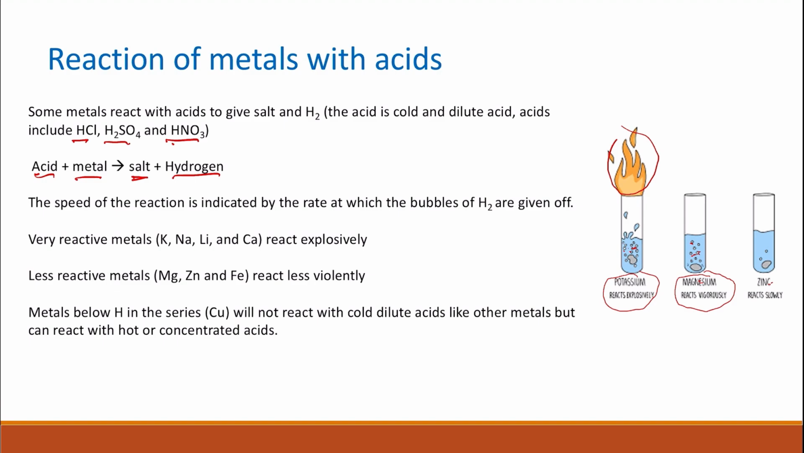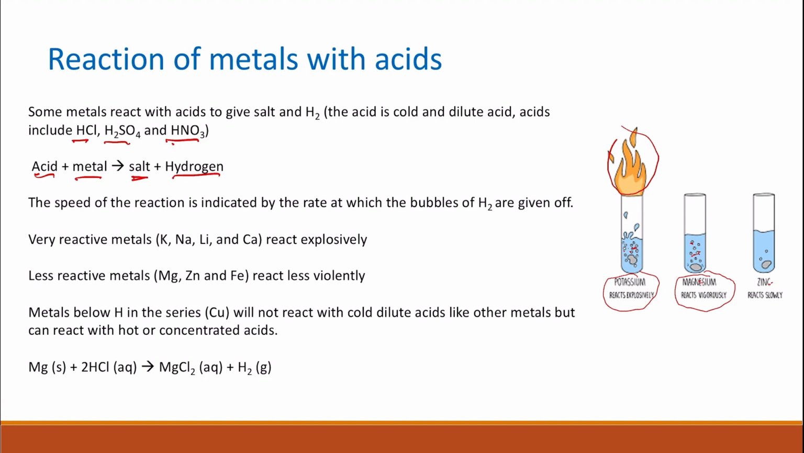Metals below hydrogen in the reactivity series, like copper, will not react with dilute and cold acids. However, they can react with hot and concentrated acids. So copper with hot concentrated acid will react and still give you the metal salt, and will give you hydrogen as well.